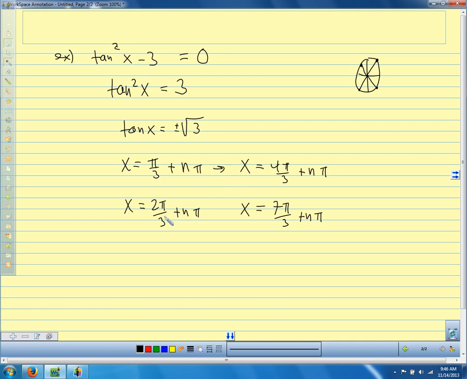2π/3 plus, this should be 5π/3, right? 7π/3 takes us back up here. So this should be 5π/3. 2π/3 plus 3π/3 is 5π/3. So those two are the same. So we would be fine if we just wrote those two answers, because these lead us to these.